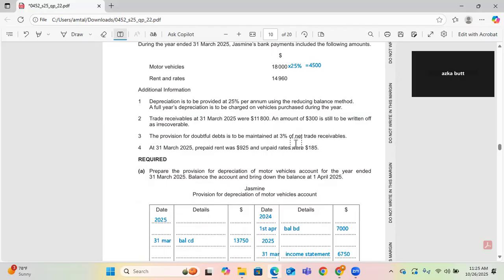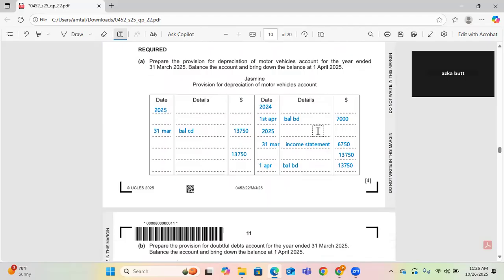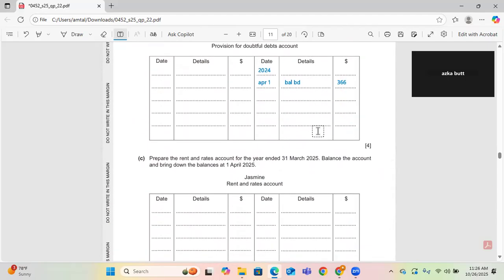Then multiply 11,500 with the 3%, 3 divided by 100. So we have the provision for the year end, because this is information for the year end, which is 345. If you just multiply this, it will be 345. So it means that 345 is basically the provision at the closing year.